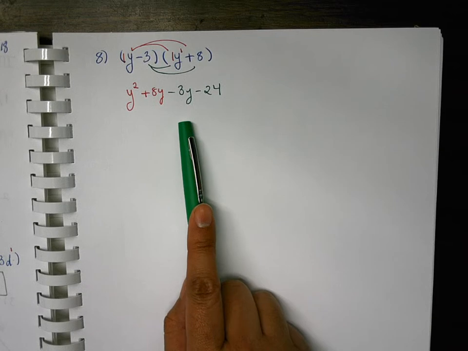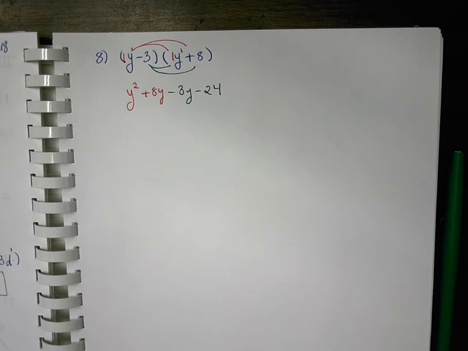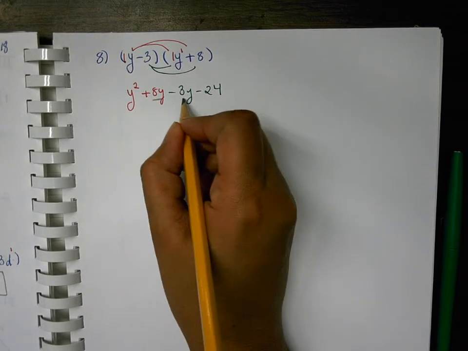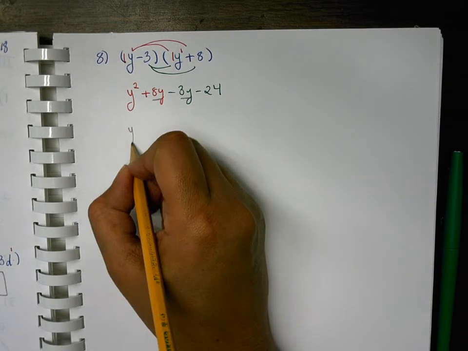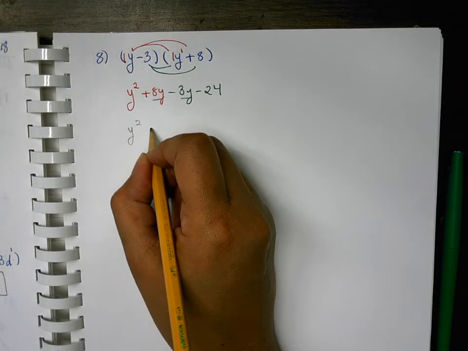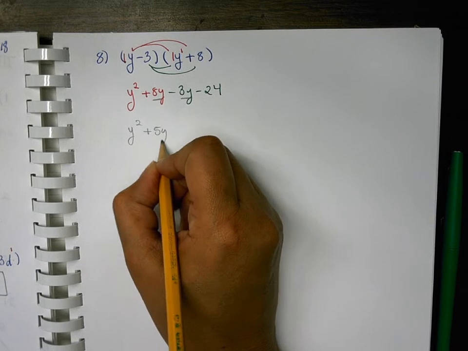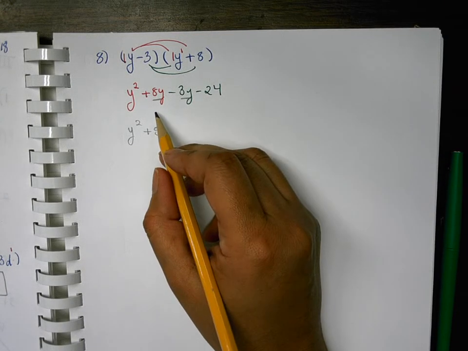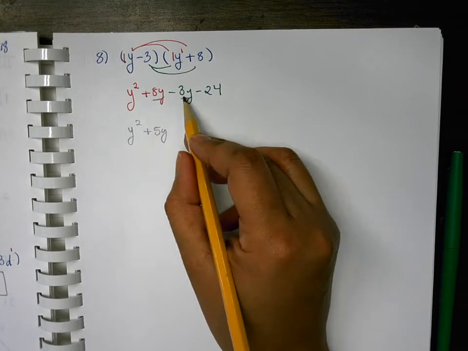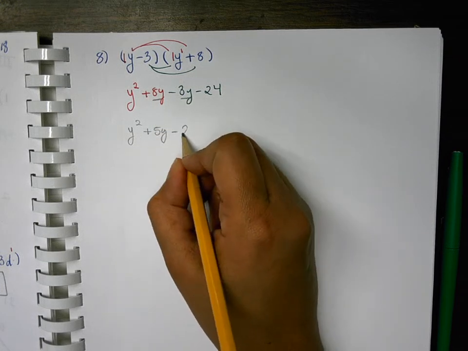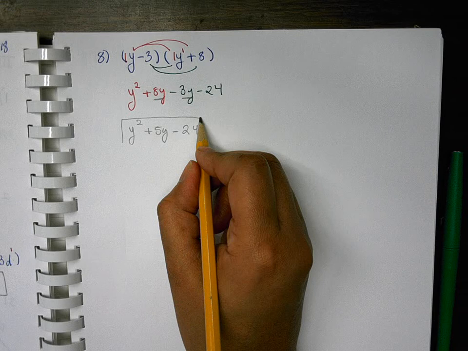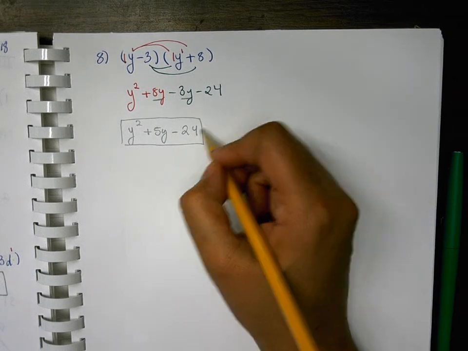And are we done? As I walked around, I saw a lot of kids stuck here. Are we done? No. What do we still have to do? Combine like terms. This one with that one, are those my like terms? Yes. So y squared, positive or negative 5? Positive 5. Plus 5y. Now remember, no squareds. You don't do anything with the exponents. You just add the coefficients. 8 take away 3 is 5. And so it's 5y minus 24.